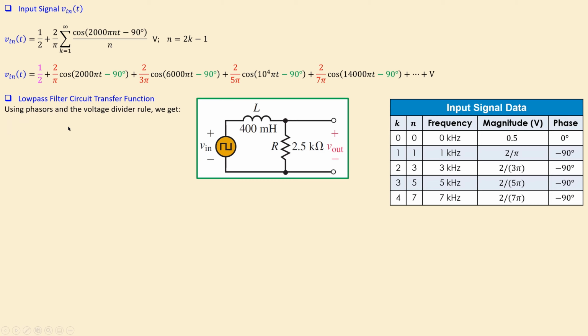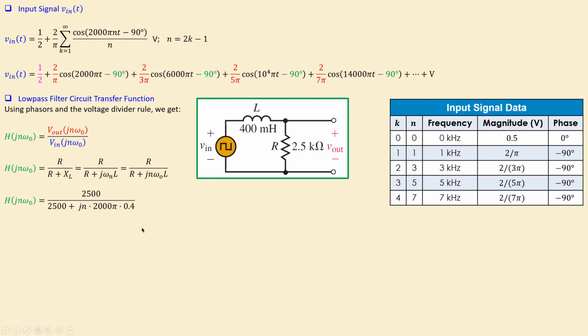So using phasors and also the voltage divider rule, we get the following expression for the low-pass filter for this circuit. So H is equal to Vout divided by Vin, all in the frequency domain. You can then have R divided by the total impedance, so R divided by R plus the reactance of L, which is the reactance of our inductor. Now if you work it out, the reactance of the inductor will be j omega sub n L, and omega n will of course be n times omega 0, which is the fundamental frequency. Then you can find all the harmonics in here.